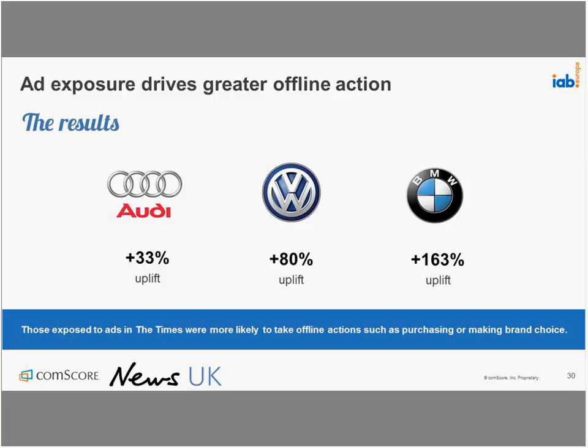It also drove higher offline action, and this is the thing that ComScore has never been able to do before. With Keller Fay on this, we were able to actually see that people had made a decision about buying a car or a product within the set of categories that we were looking at. So in this instance, cars: they'd done the purchasing or made a brand choice about their next purchase. And exposure really did drive this higher offline action, with an uplift of 163% for BMW ad exposure, 80% uplift for VW, and 33% for Audi versus a control group of those people who weren't exposed.